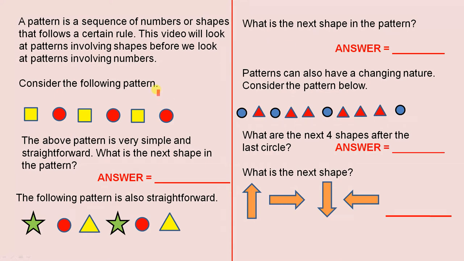Consider the following pattern. We have a square, circle, square, circle, square, circle. The above pattern is very simple and straightforward. What is the next shape in the pattern?